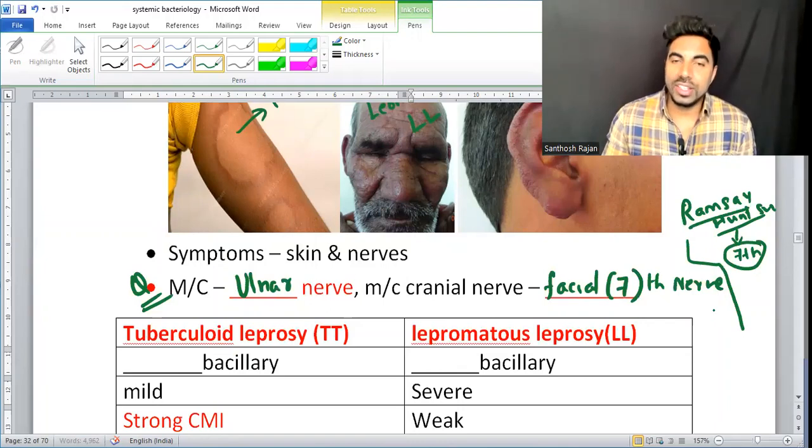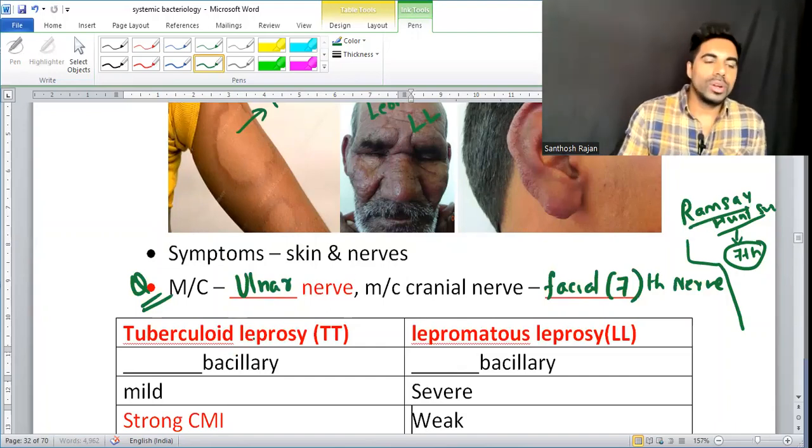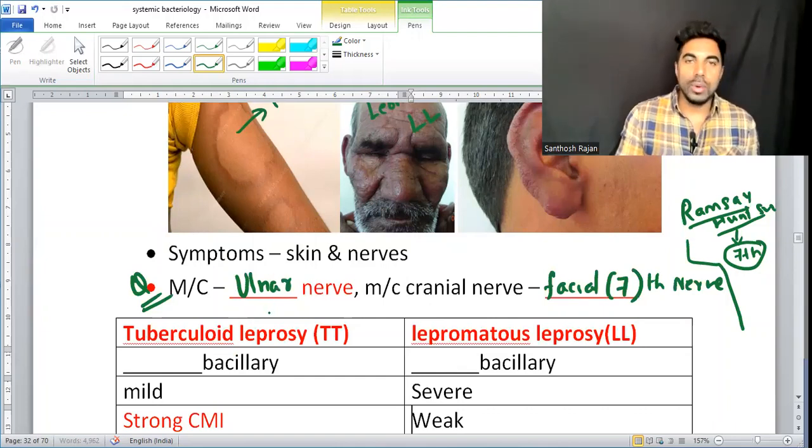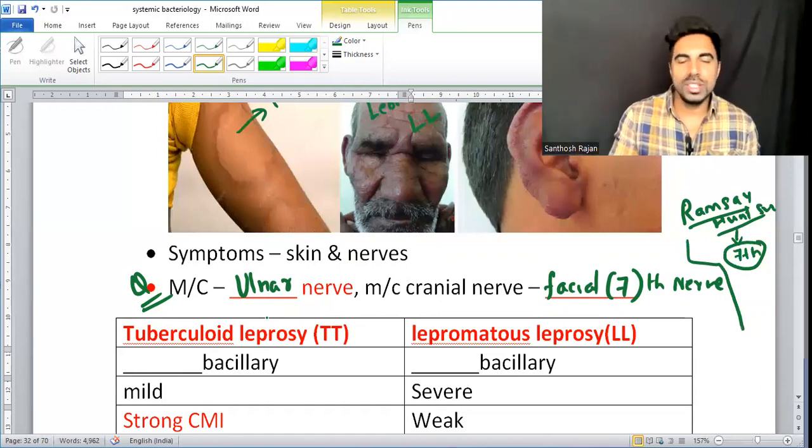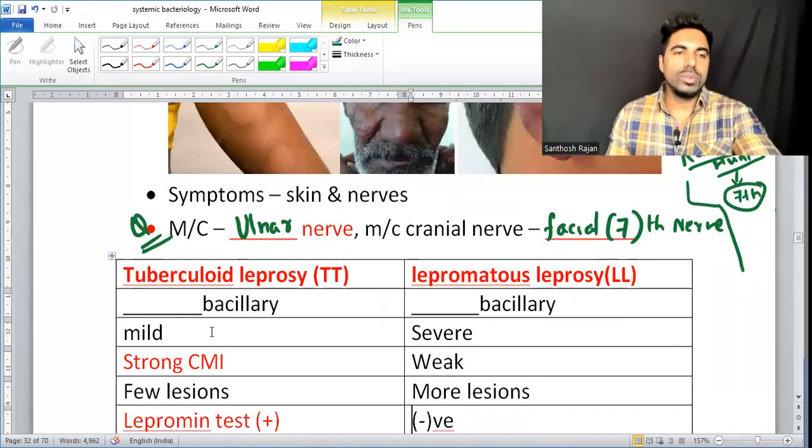When the herpes virus affects the seventh nerve, they get Ramsey-Hunt syndrome. Who had that? Justin Bieber, Ramsey-Hunt syndrome. So that's an important question. Don't forget. Now, in leprosy it's the ulnar nerve. I want to bring all these things to you so that you will not forget. You will remember like this only: Ramsey-Hunt, seventh nerve, herpes virus, easy.